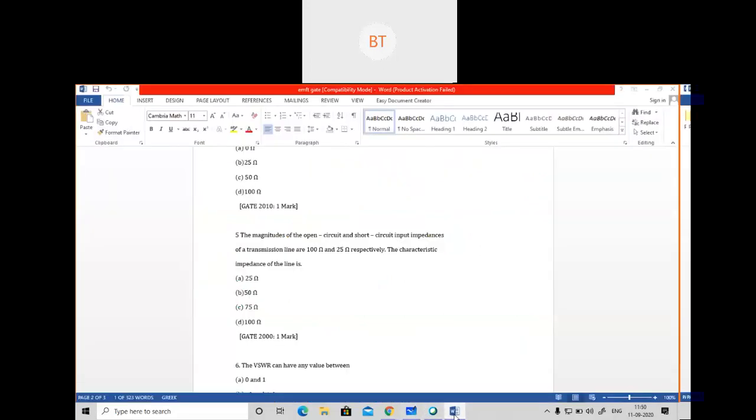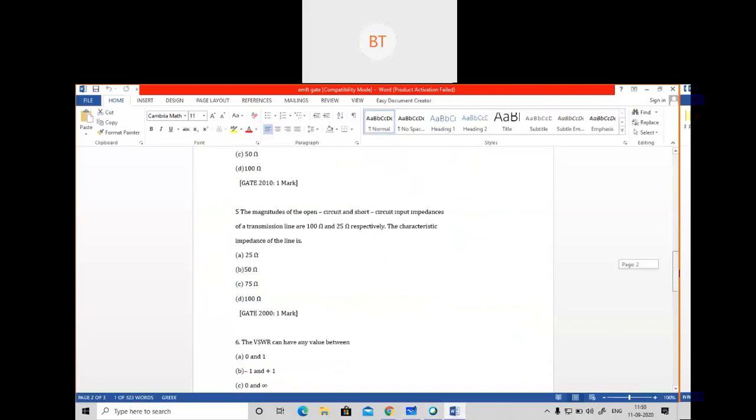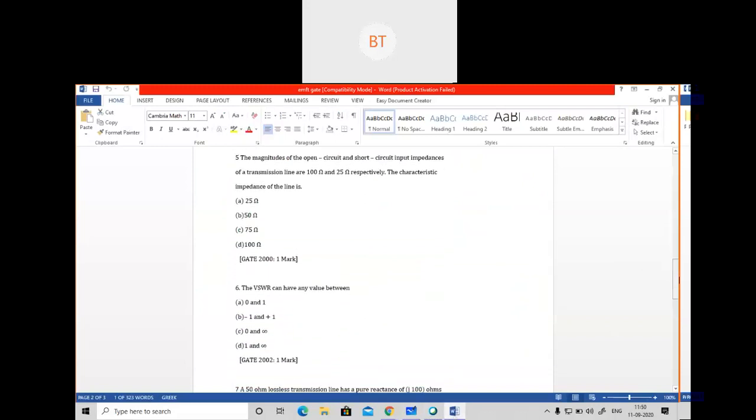Any EMFT problem. So see, this is the sixth problem. VSWR can have a value between what? This is a GATE 2 optional question. You don't need to calculate anything for this. This is a theoretical problem. So please tell me what you are thinking for this question.